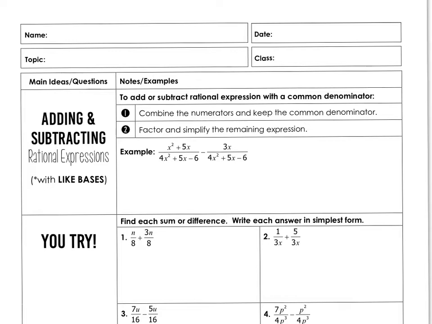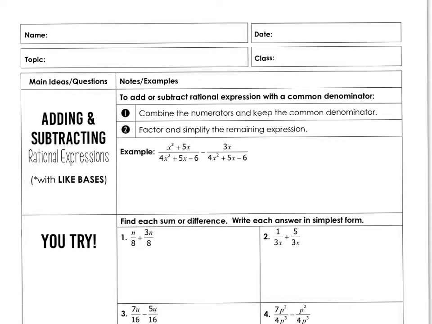We've got two lessons. We're going to be adding and subtracting today. The first lesson is going to be adding and subtracting with a common denominator, and the second lesson is going to be adding and subtracting with not a common denominator. So we're going to start out easy, just adding and subtracting with a common denominator.